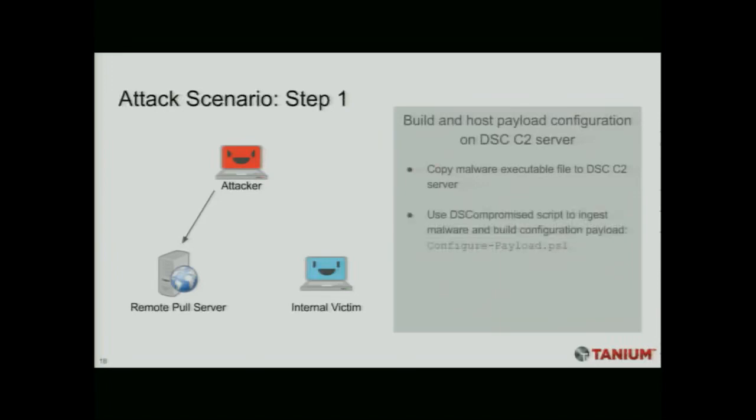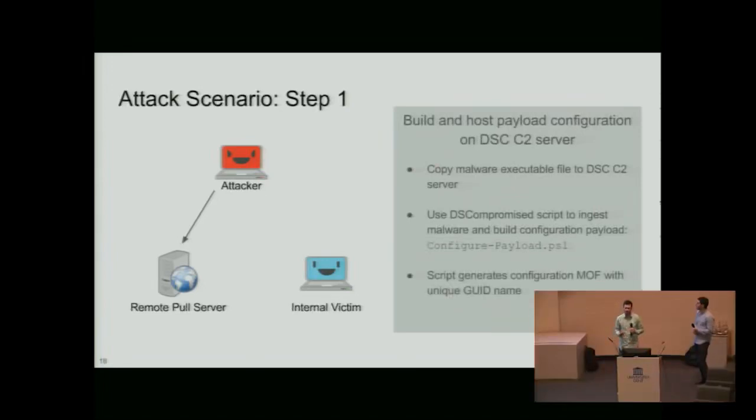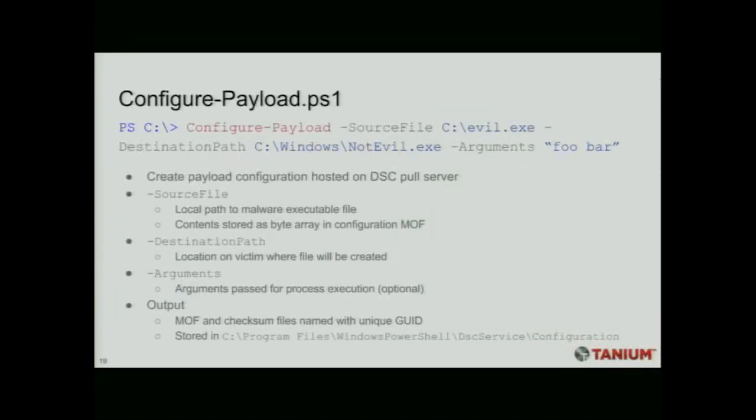We then run our payload script, and then we output. It basically creates the MOF file that we need, puts it in the right location, and gives us the unique GUID we need to configure our victims. So this is what the payload script looks like. Again, this is the source file, evil.exe, that's local to our pull server. The destination path, that's where we want it to exist on all of our victims, and any arguments we want it to pass. And again, the output of this, we put it in the correct location for you, so you don't have to worry about it. But if you ever care, this is where they need to be.